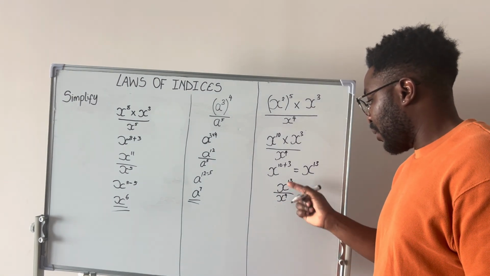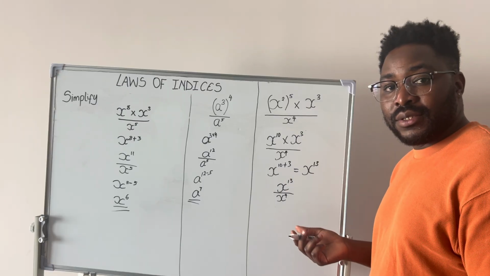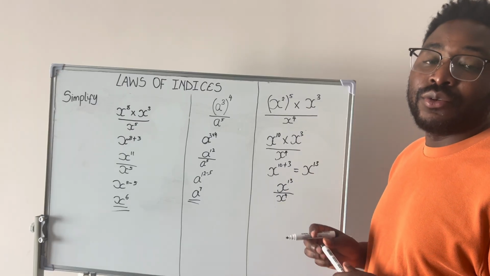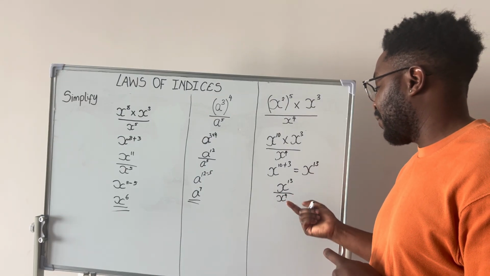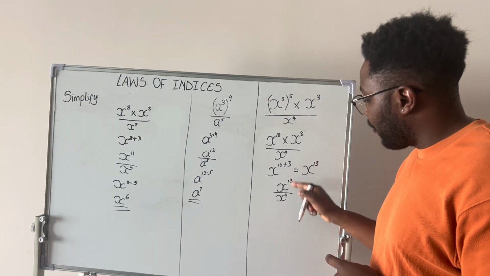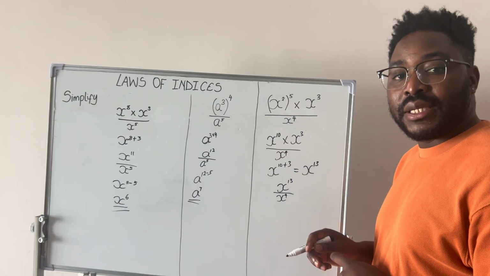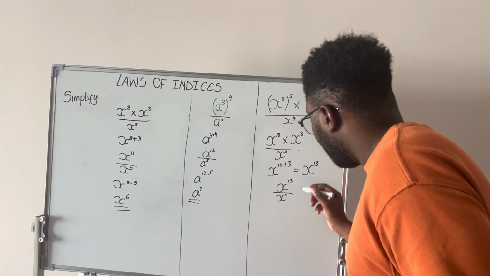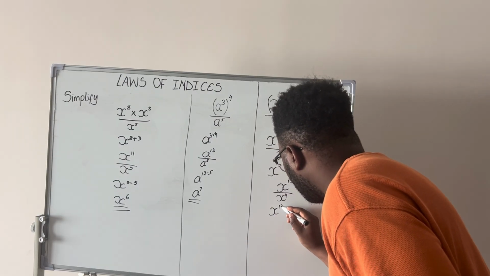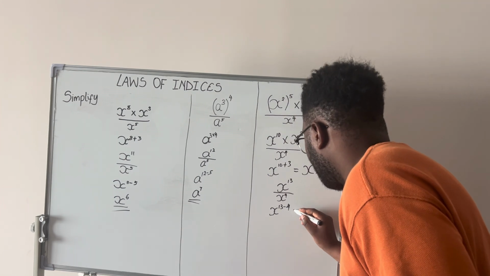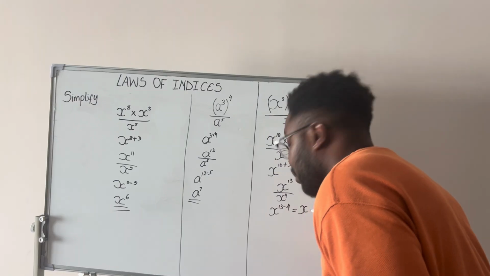We know that we have the same bases which are being divided. So we're going to use the quotient law. If we have the same bases that are dividing, all we have to do is subtract their indices. So that then will be x to the power 13 minus 4, which equals x to the power 9.